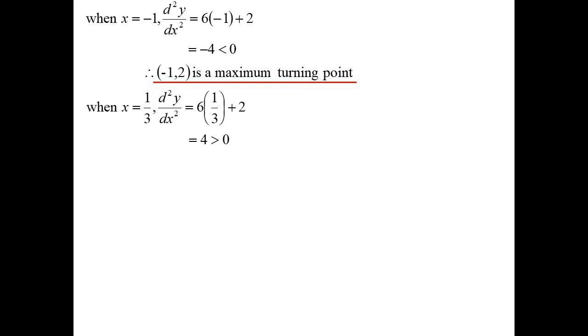So, all right, that one's less than 0. Get it right this time. Concave down. All right, we must have a maximum turning point at (-1, 2). Let's have a look at the other one.